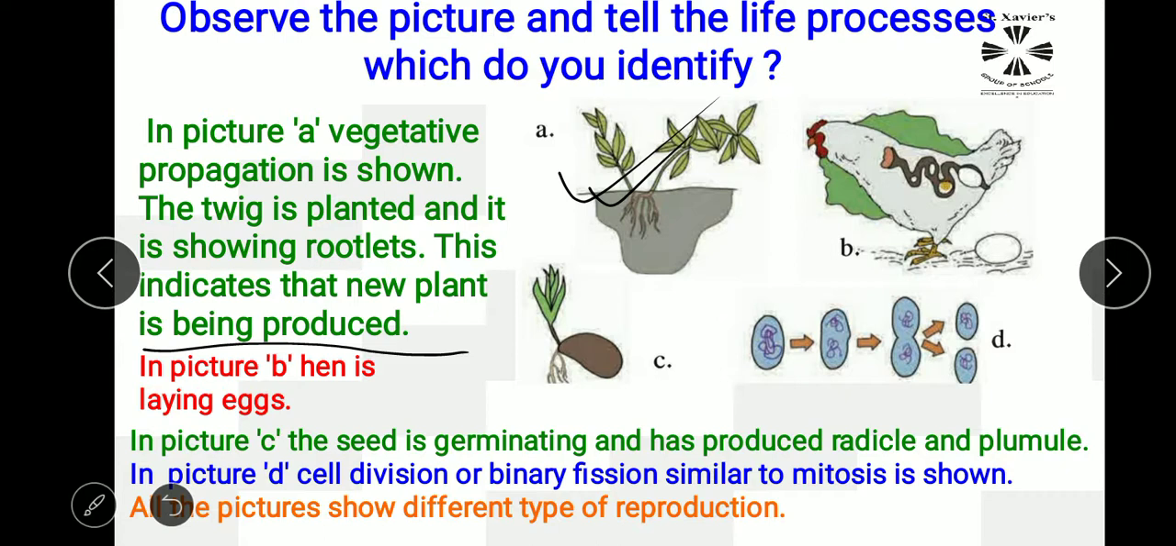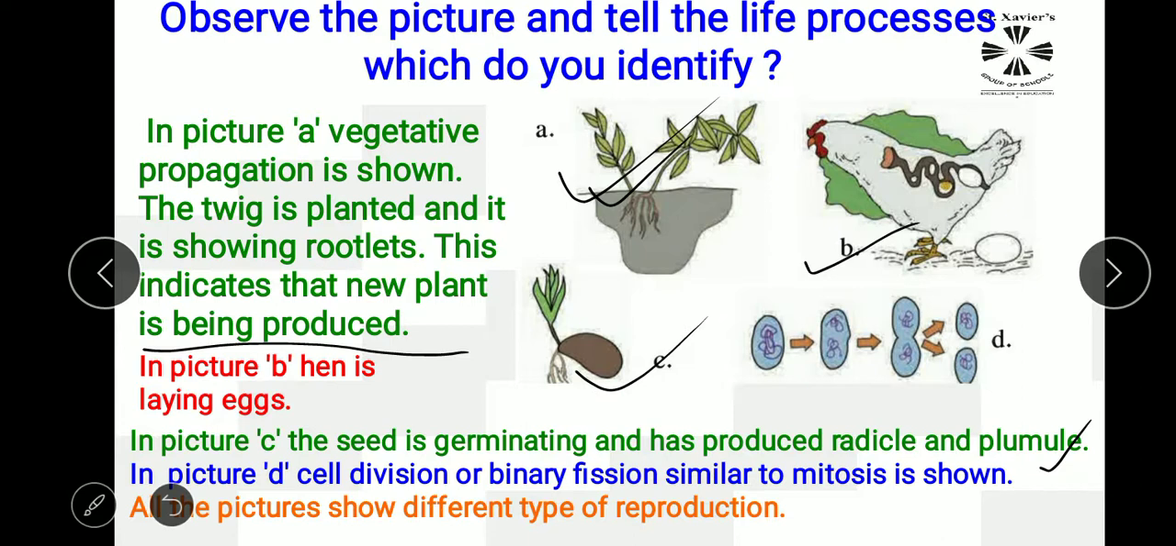In picture B, when you see picture B, a hen is laying eggs. So this is reproduction, students. Reproduction is the process shown over here. In picture C, the seed is germinating and has produced radicle and plumule, students.